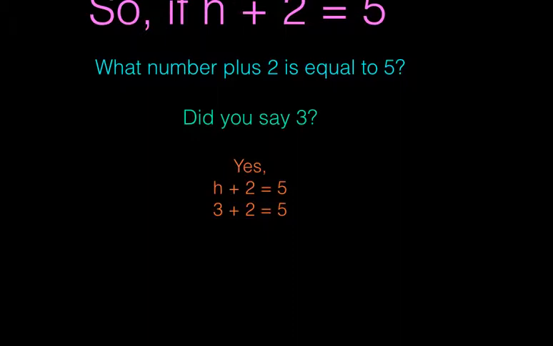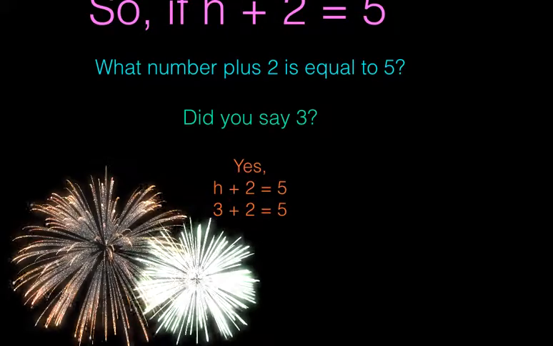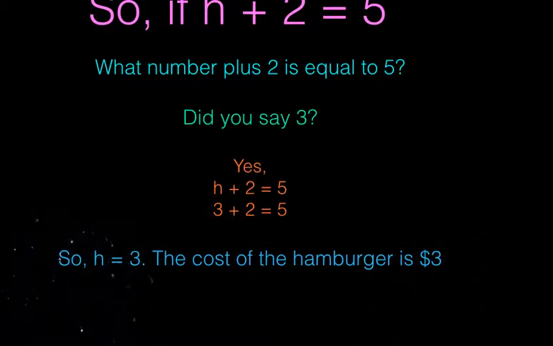We're going to replace the variable h with 3. So now we can solve that equation. 3 plus 2 equals 5. So the cost of the hamburger is $3. Are you understanding?